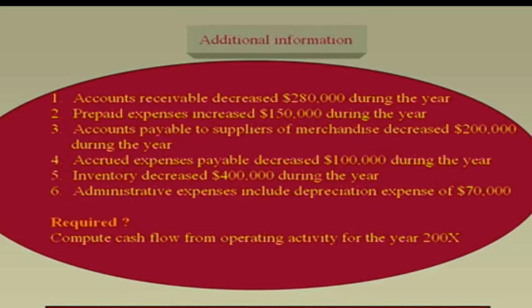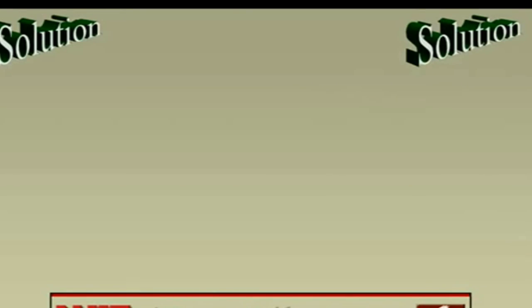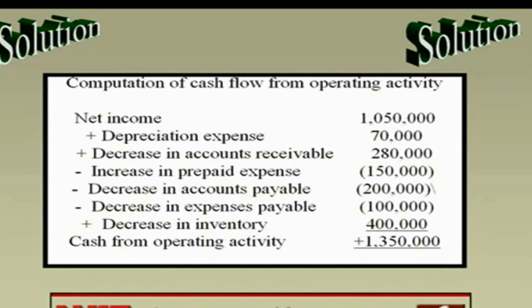Here it comes, the solution. If you got it right, then you're set. Net income is 1,000,050. The depreciation expense is always added because it's not a cash payment. Depreciation reduces your profit, but it's not a cash payment. So to figure out the cash, you have to add it back. So plus depreciation expense.